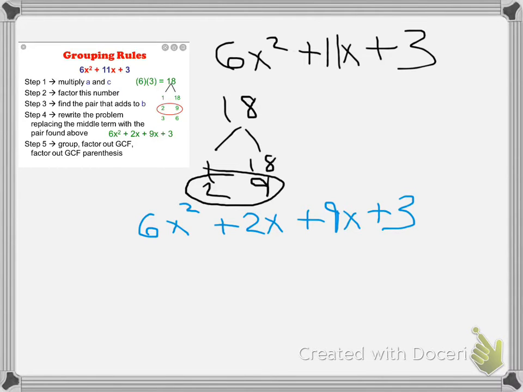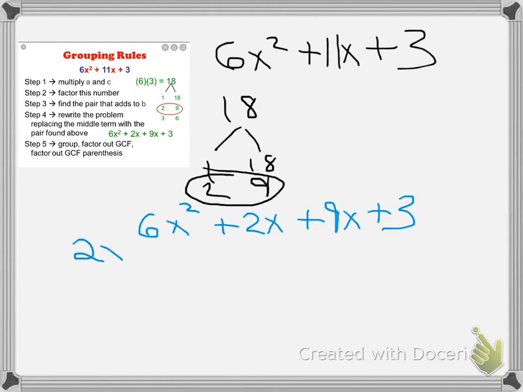Now what I'm going to do is I'm going to look at that whole thing, 6x squared plus 2x plus 9x plus 3. And I'm only going to look at this first part. So we're going to start out by just looking at these two terms, 6x squared plus 2x. What goes into both 6x squared and 2x? Well, I know that a 2 goes into both the 6 and the 2. I know that an x goes into both x squared and x. So 2x will go into both of these two terms. So I'm going to pull a 2x out.